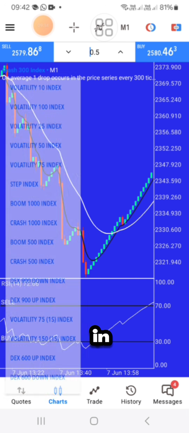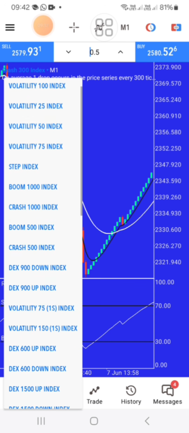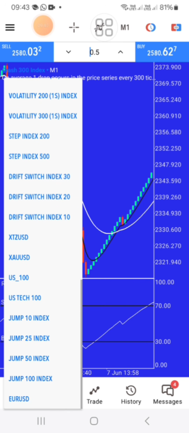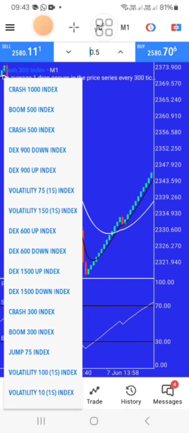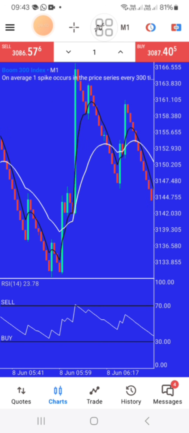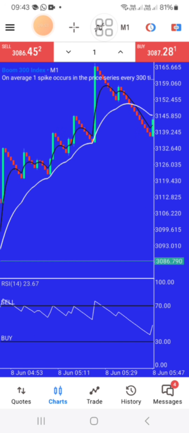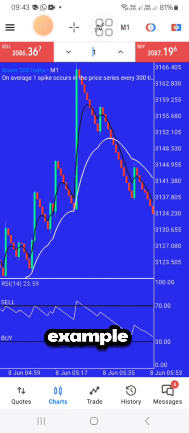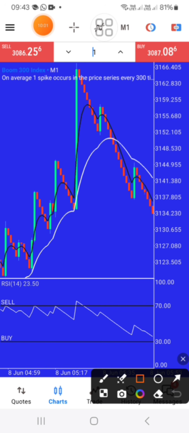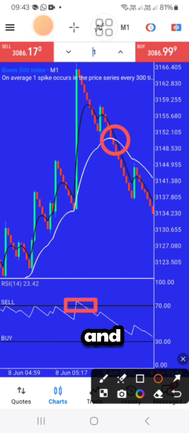Then in boom 300, let's look at boom 300. Boom 300, where are you? Boom 300, we want to sell in boom 300. Okay, here we had an example in boom 300. Price crossed below the 70, and there was a crossing of the black and white line here. You're going to take your 3 candles, then you exit the market. So basically this is how the strategy works.